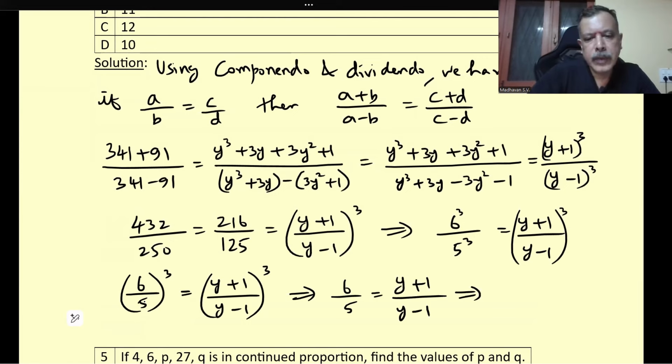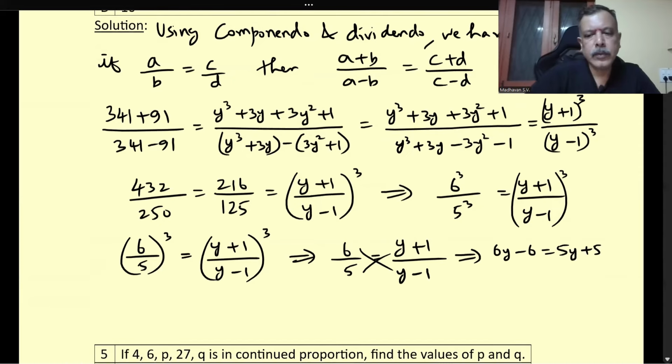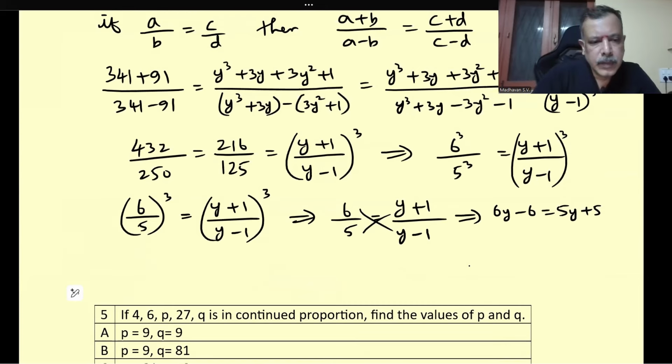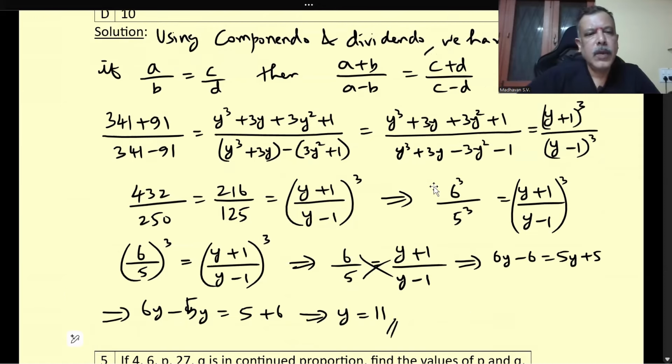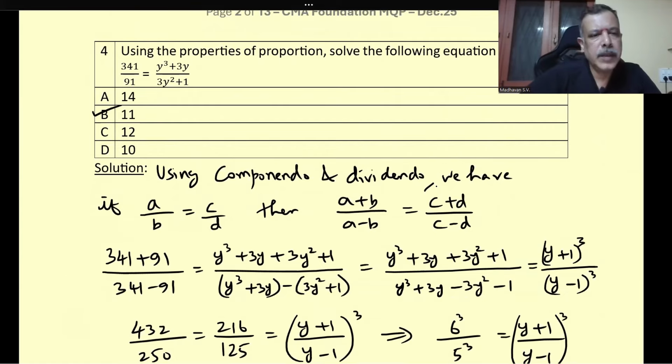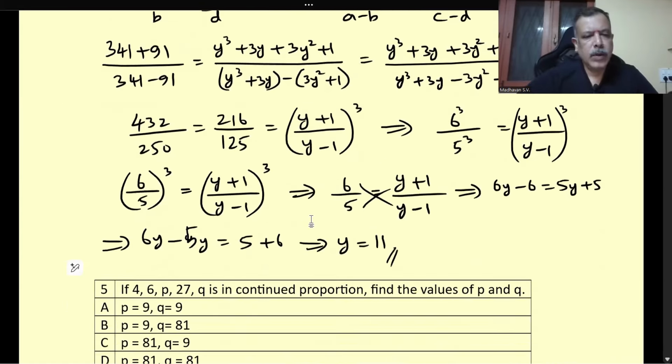Cross multiplying, we get 6y minus 6 equal to 5y plus 5. That means 6y minus 5y is 5 plus 6, means y is 11. That will be the solution. So let us check. y equal to 11 is option B. Okay, let us move on to the next question.